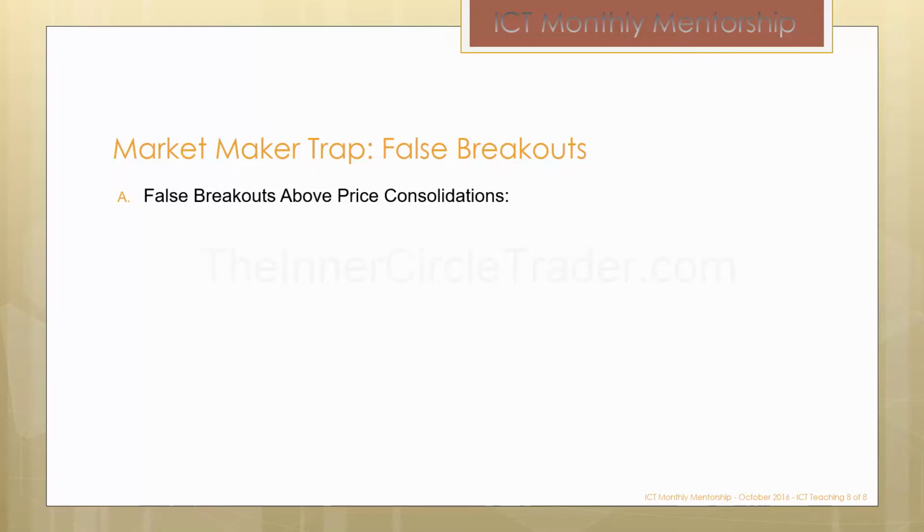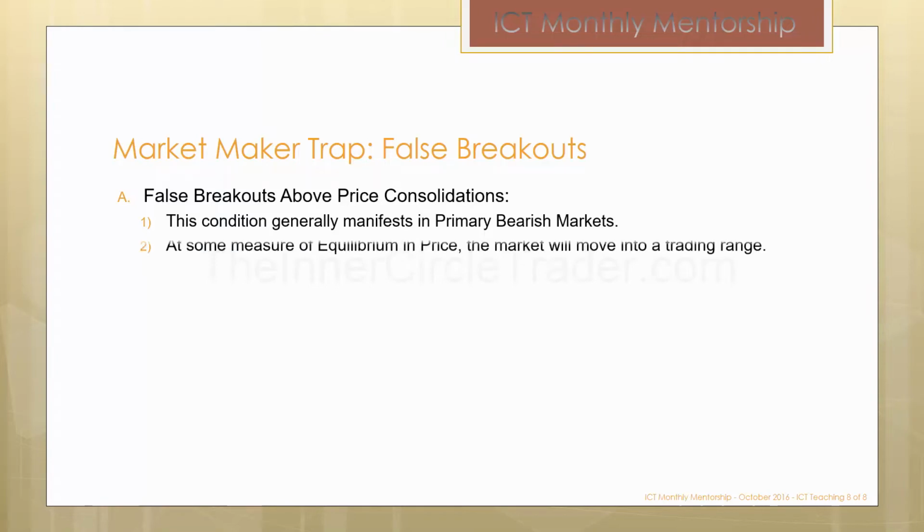So a false breakout above price consolidation. This condition generally manifests in primary bearish markets. In other words, if the market's in a downtrend or if we're presently trading lower or expected to trade lower, a false breakout above the consolidations is reasonably expected and generally what you see manifest itself.